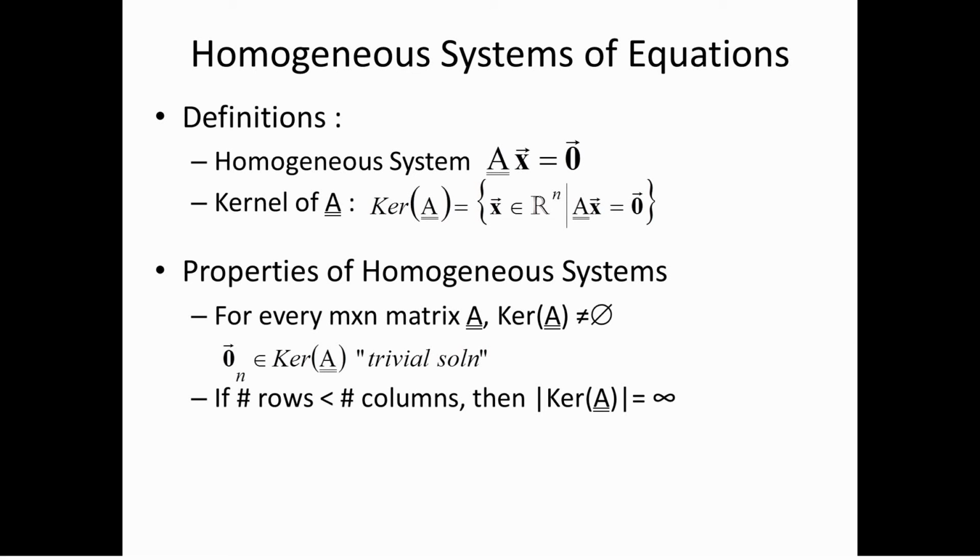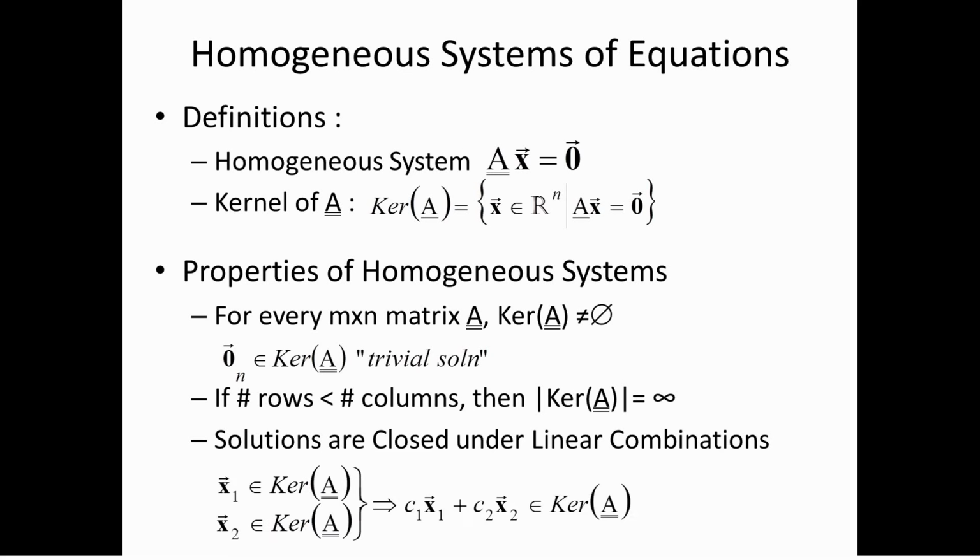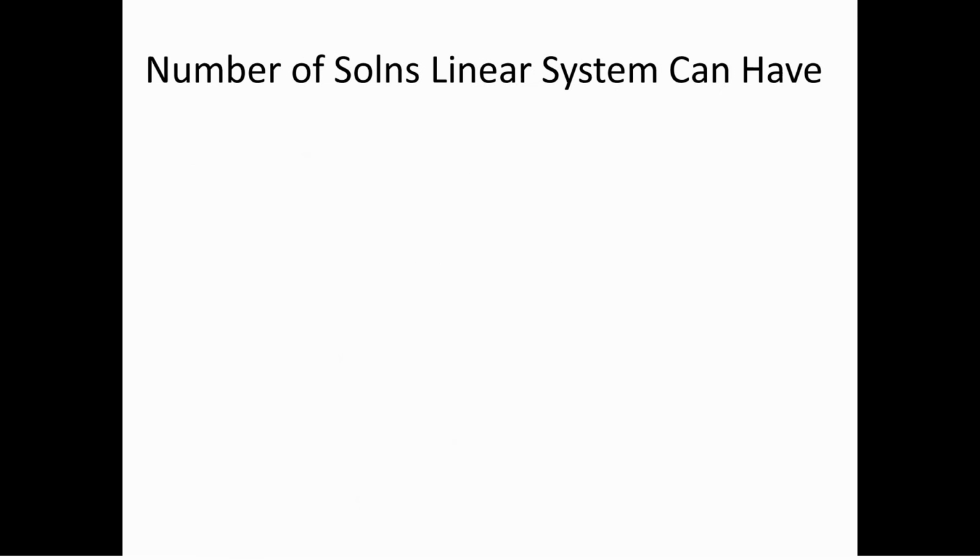The last property is probably one of the most important, and it says that the solutions are closed under linear combinations. So in other words, if I take any two elements in the kernel of A, x sub 1 and x sub 2, any linear combination of those two vectors is also in the kernel of A. And you can verify that directly. That's an easy fact to verify. We're going to use these facts to prove 4 theorems now.